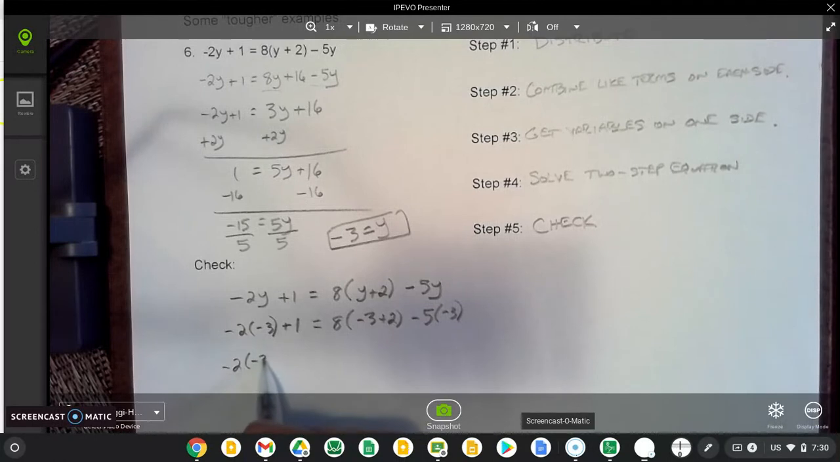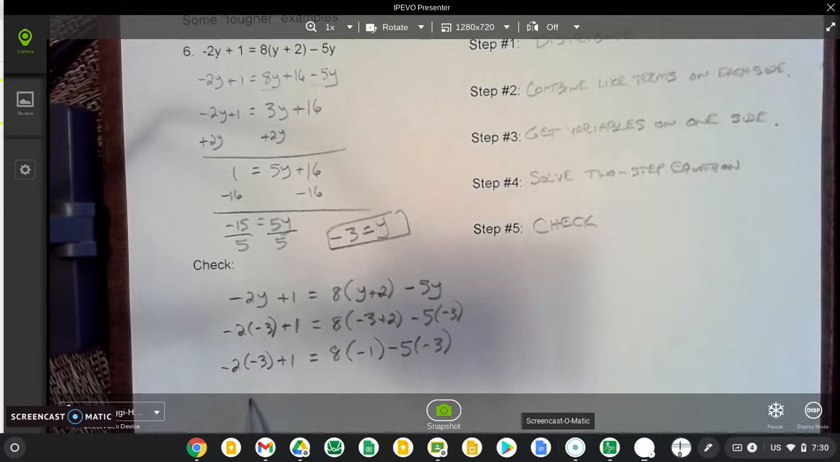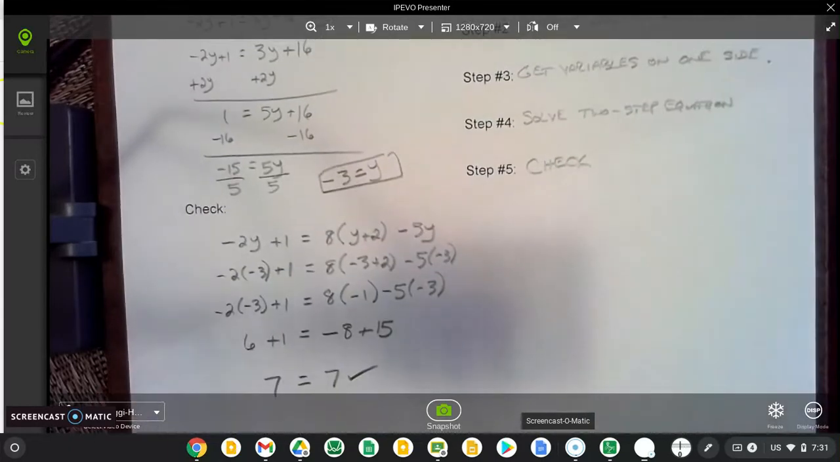So I still have negative 2 times negative 3 plus 1 equals 8 times negative 3 plus 2 is negative 1. And now I'll multiply. Negative 2 times negative 3 is 6. 8 times negative 1 is negative 8. Negative 5 times negative 3 is positive 15. And 6 plus 1 gives us 7. Negative 8 plus 15 also gives us 7. So the check works out.